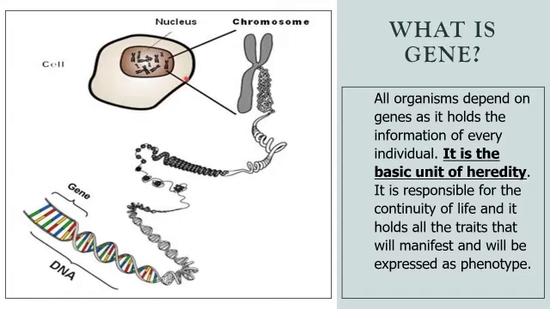So this is our cell. Our cell has a nucleus. The nucleus contains the chromosomes. Those chromosomes are composed of coiled DNA, and part of the DNA is what we call the gene. So the gene holds the information of every individual. A gene pertains to a certain trait of an individual, and gene is considered to be the basic unit of heredity.